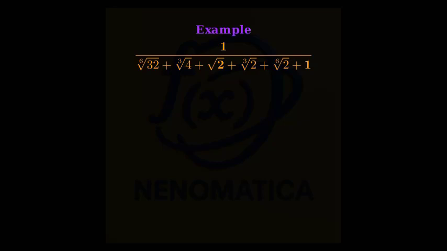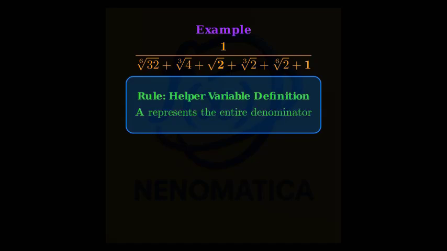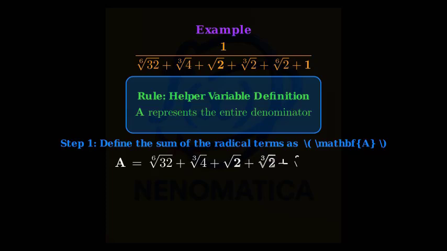We will simplify a radical expression by spotting a geometric series pattern. First, the word example appears. Then we display the problem in bold, orange math: 1 over the sum of radicals. Define the denominator as the letter A. We use a helper variable definition. Now, we write A equals the full sum of radicals. Quick challenge: can you guess why we introduce A?